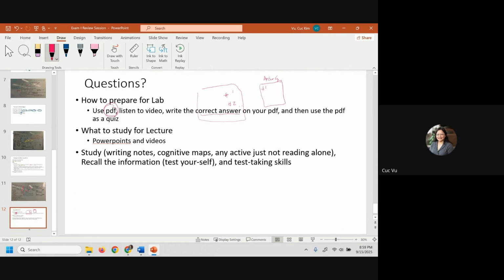Number 1 is this, number 2 is this, and so on. And that way you can always go back to the PDF and say, what is this? Number 1, I think it's this. Then check your answer with your answer key. Okay, so you make your PDF into a quiz. All right, what to study for a lecture: the PowerPoints and the videos and the scripts.